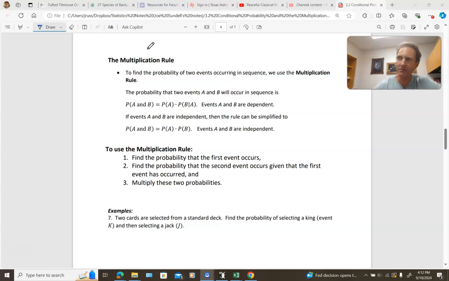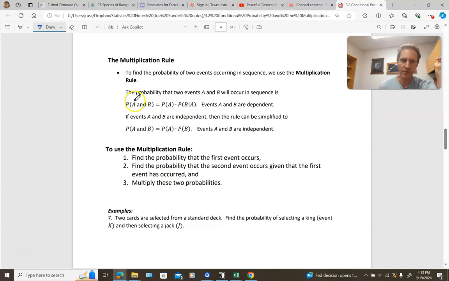So we're not trying to figure out the number of ways 2 or 3 events can occur in sequence. We're trying to figure out what's the probability that 2 events will occur in sequence. So the probability, not the number of ways. But in doing some of these, sometimes you do have to determine the number of ways that an event can occur to be able to determine the probability, as you guys know. But anyway, so the probability that 2 events A and B will occur in sequence.